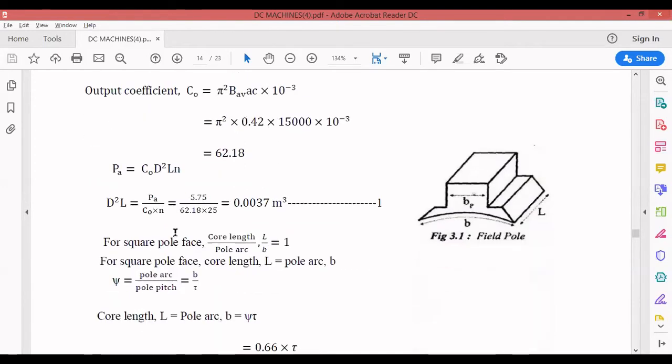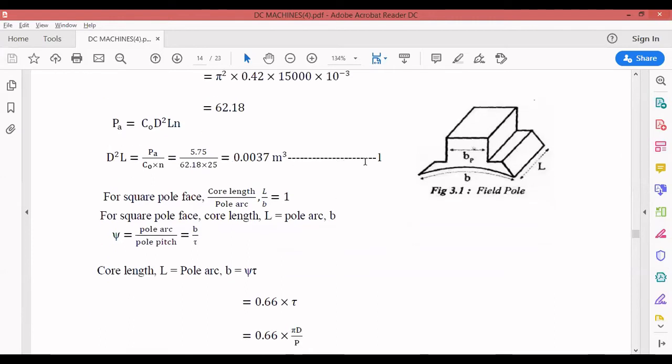Okay. Now what do you get here? D square L is equal to what? PA divided by C naught into N. 5.75 divided by what? C naught is 62.18 into N. What is N here? N is equal to 25. And D square L is equal to 0.0037 meter cube. Take this as equation 1. As everyone knows, we did the same type of problems in synchronous machines and induction motors.